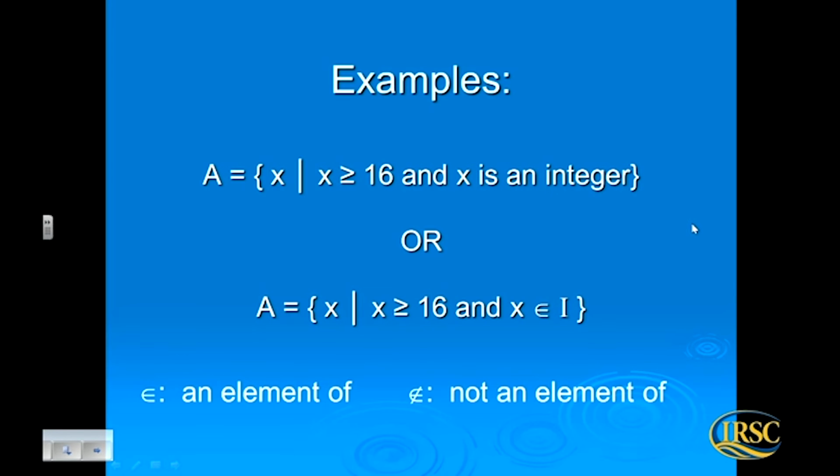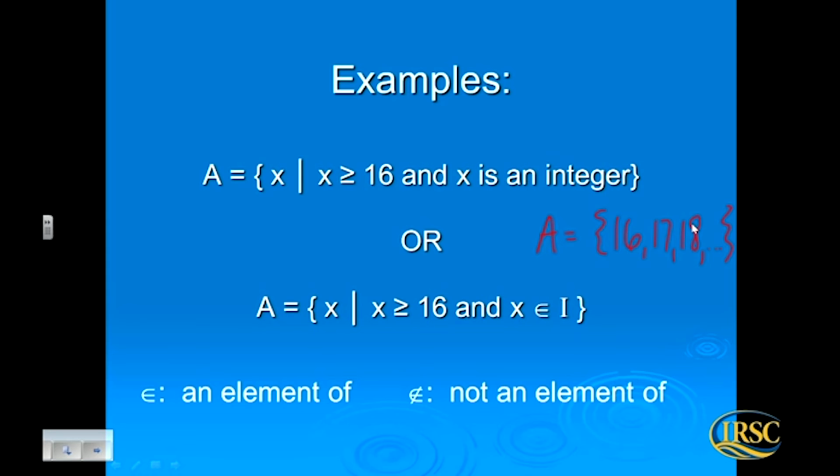Now, we could have also written this in roster notation. It would be set A is the set of... what's the lowest number in this list? 16, because it's greater than or equal to 16. So 16, 17, 18, and then an ellipsis, dot, dot, dot, because I've shown 3 numbers to show my pattern.